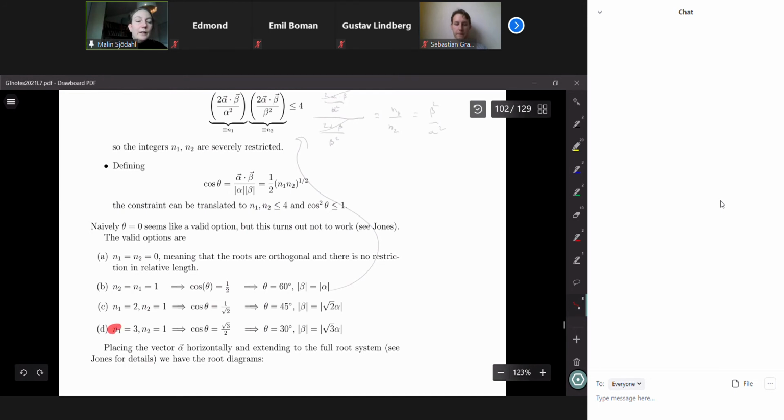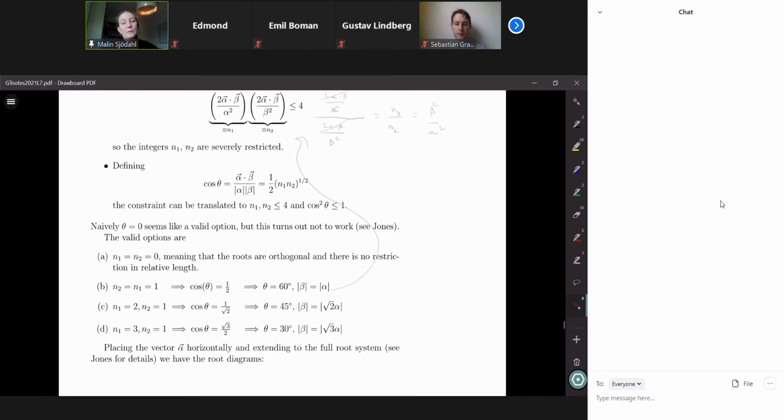Or I can have that n1 is 3 and n2 is 1, then I have a different value for cos theta, so I have a root 3 from up here and the factor 1/2 from there. So theta is 30 degrees, and my beta must be root 3 times alpha.